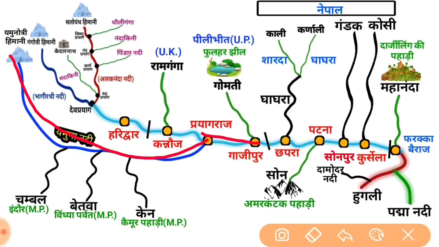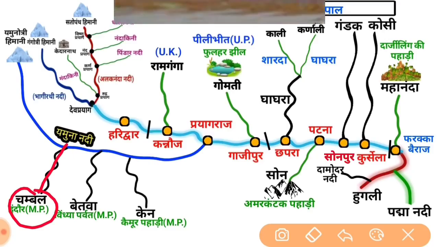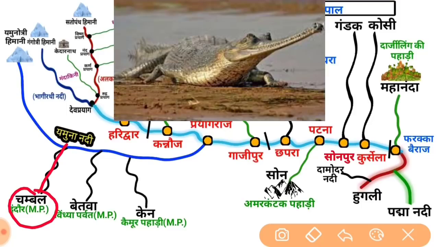And before moving ahead, let us see some tributaries of the Yamuna River which are important. So the first tributary of the Yamuna River is Chambal, which originates from Indore. Where is Indore from? From Madhya Pradesh. So the Chambal River comes and joins it. And remember that gharials are found in Chambal River. It was asked in an exam in which river gharials are found. So remember, gharials are found in Chambal River. Gharials are just like crocodiles.